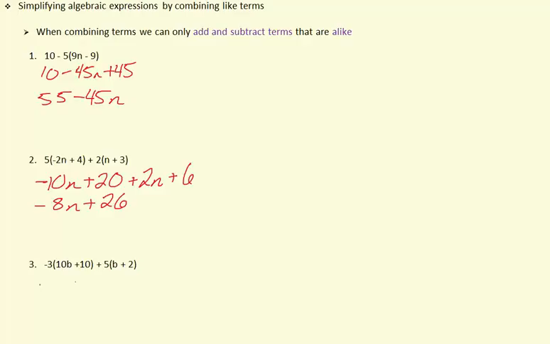Lastly, in our last example, if we distribute our values through parentheses, we'll get negative 30b minus 30 plus 5b plus 10. If we add negative 30b plus 5b, we'll get negative 25b. And if we add negative 30 plus 10, we'll get negative 20. So our simplified algebraic expression would be negative 25b minus 20.